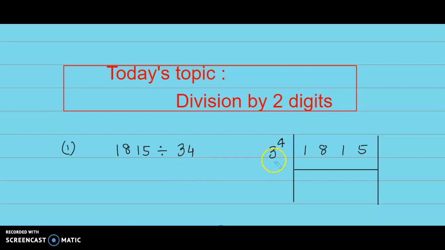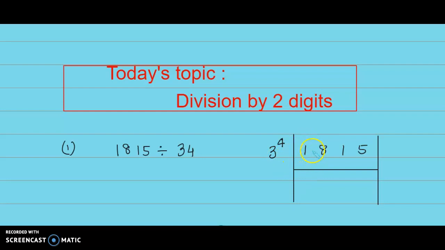First of all, you need to write the divisor the way I have written. 3 is here and 4 is at the top of 3. So you have to write it like this, and then 1815, and then we will start the process of division, which is a bit different from how we actually do in the normal division. Just try to observe it.